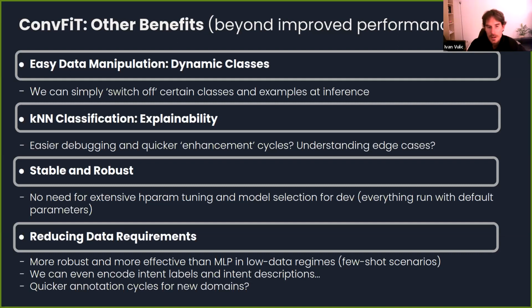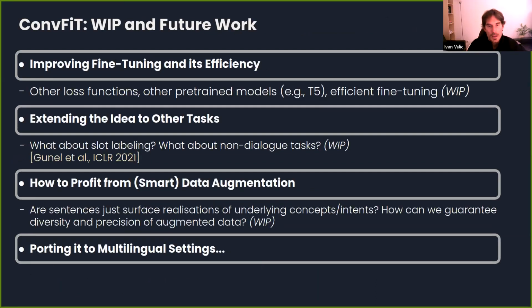We also realized that doing contrastive learning is very stable to different hyperparameter tuning setups. And it also made classification models more stable. So you can also combine classification and contrastive learning in a joint learning framework. And if you do that, it's going to become more stable. And it reduces data requirements because we got highest gains in few-shot scenarios. And given that everything is based on similarities, we can even encode intent labels if they are meaningful semantically, or intent descriptions. Which means that by reducing data requirements, we actually have much quicker development and annotation cycles for new domains.